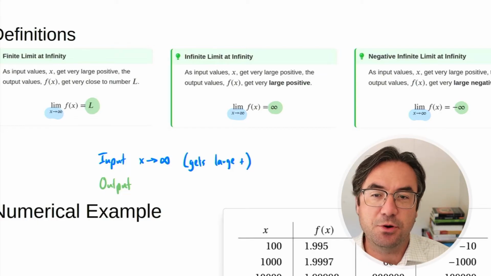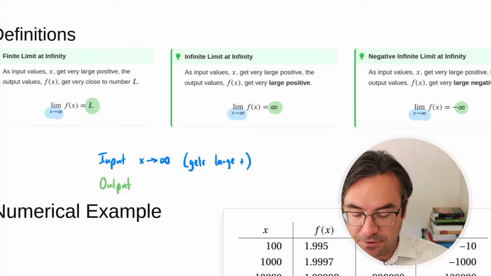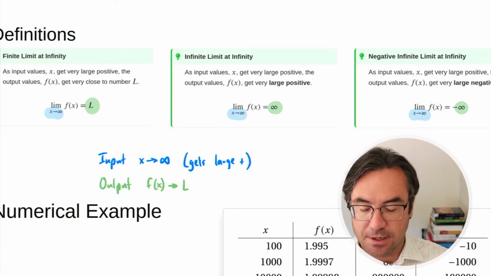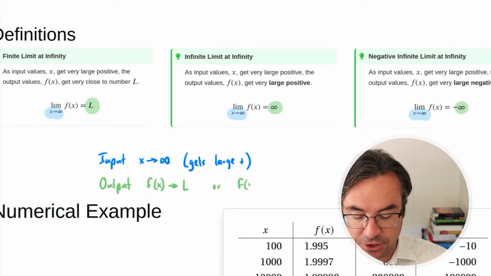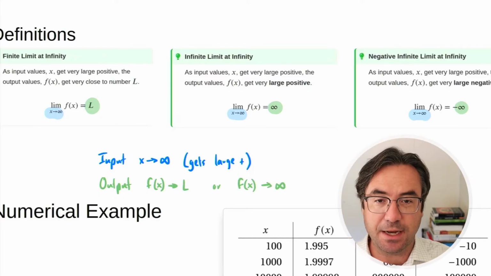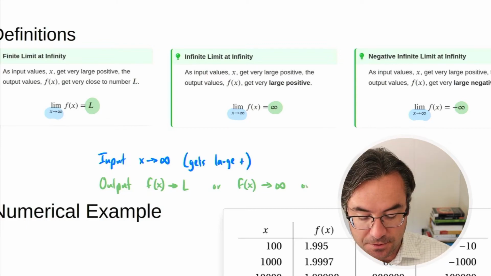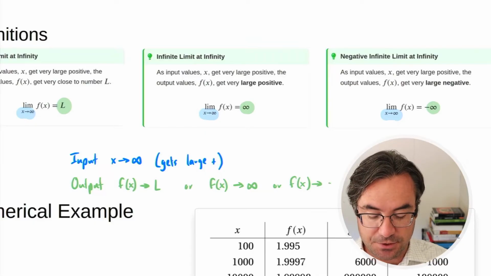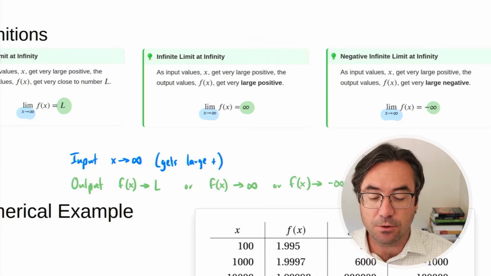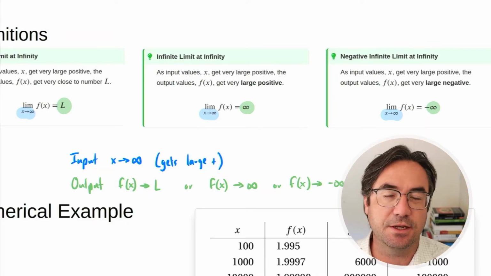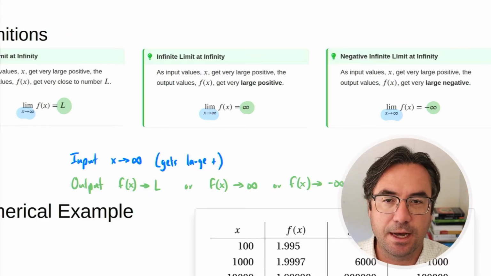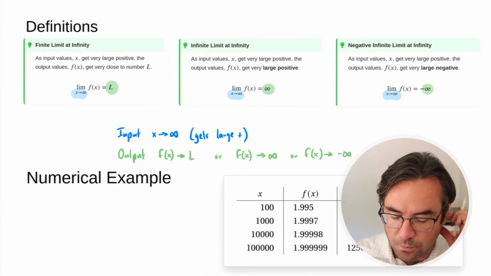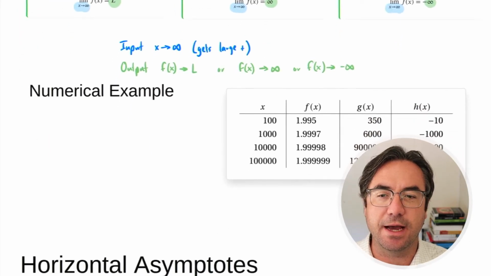So if the input x is going to infinity, there's a few different options. The output of our function f of x can just approach a specific number, or it can get really big positive, or it can get very large negative. Or it might just bounce around and not go in any one place. So we'll see examples of that. Okay, so we'll consider the numerical example in class.